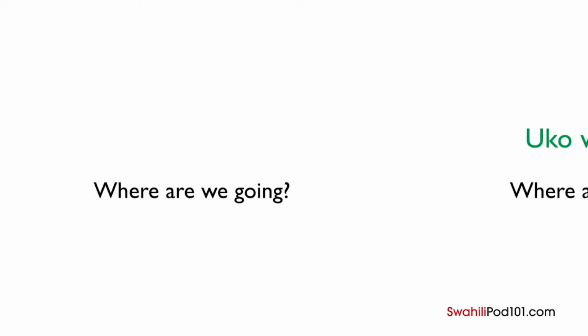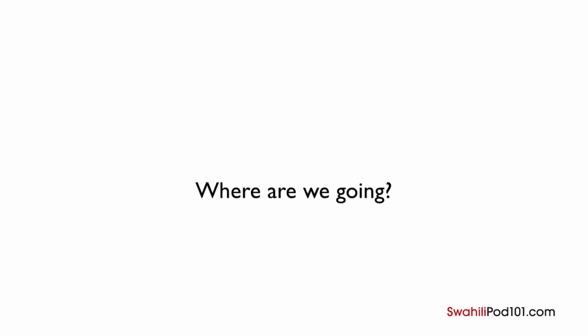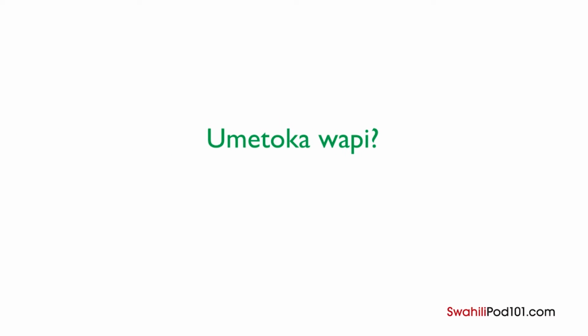So, let's look at some questions that feature wapi. If you want to ask where you are going with your friends, you'll just say, tunaenda wapi? You might remember the verb enda from lesson 17. When you want to ask where someone is from, you'll say, umetoka wapi? As you may have already guessed, this translates as, where are you from? We practiced this one back in lesson 11. Do you remember?